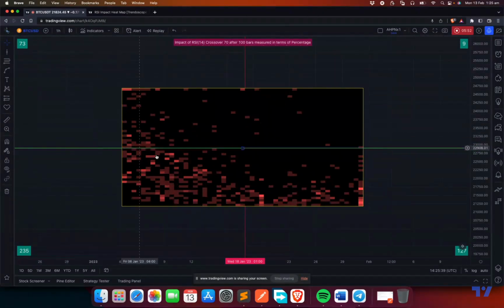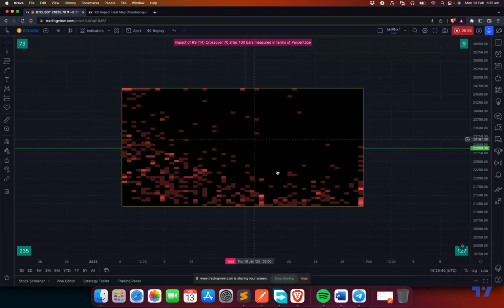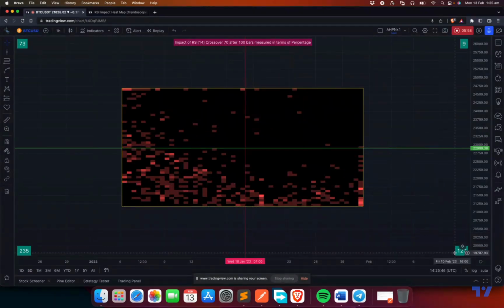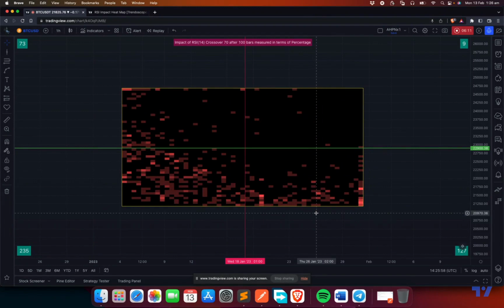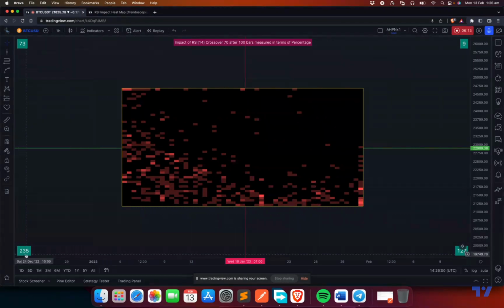But this crossover of 70 is generally considered an overbought condition. And you can see clearly that in the larger number of instances, it actually led to bullish environments, right? So 73 times the price went down, but 127 times the price went up. But even with that, you can say that 235 times the price didn't go anywhere. Like, it is below the median.